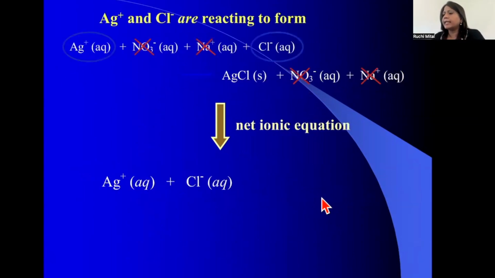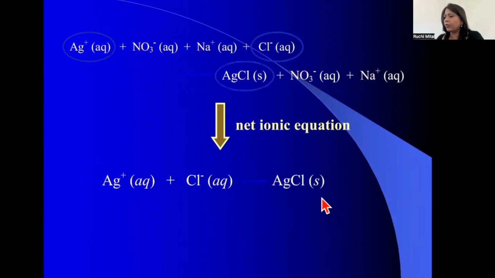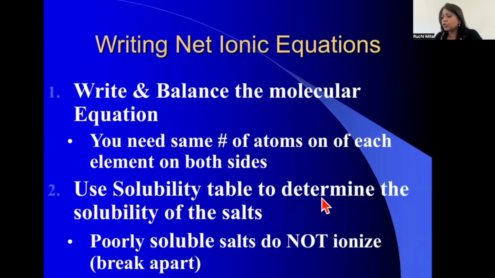And when you cancel these spectator ions, you end up getting your net ionic equation. So this is your net ionic equation. Now you can go directly from a molecular equation to a net ionic equation. To know your solubility rule, that will help you understand which is going to be a precipitate. Poorly soluble salts do not ionize. That means you are not going to break them.